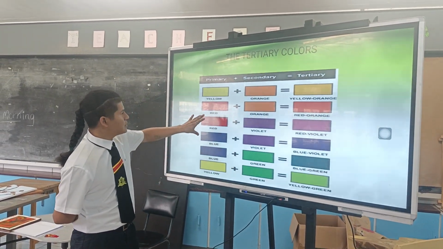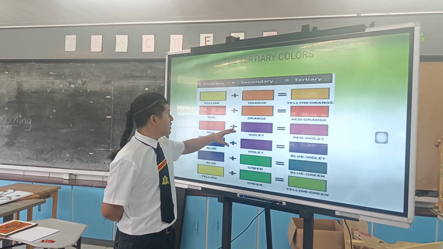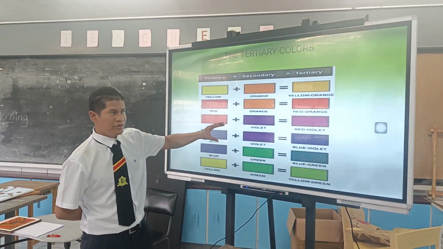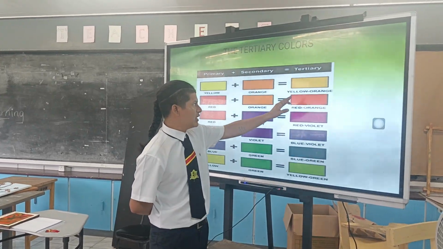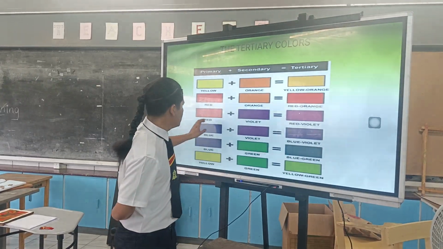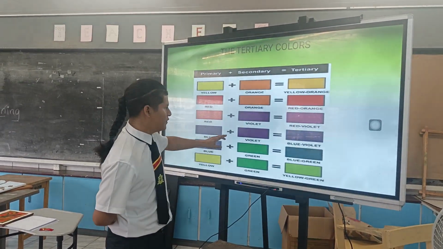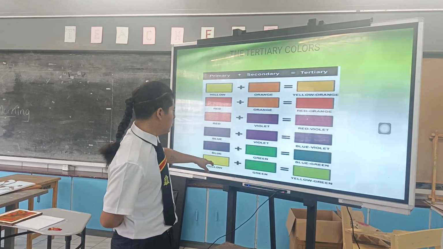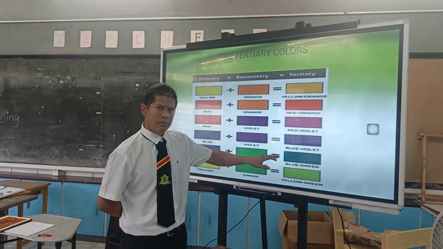Now if we mix the primary colors to get the secondary colors, it's logical to think that if we mix the primary and secondary colors, we're going to get the tertiary colors. So if we mix yellow and orange, we're going to get yellow orange. If we mix red and orange, we're going to get red orange, and so forth. Red violet, blue violet, yellow green, blue green.